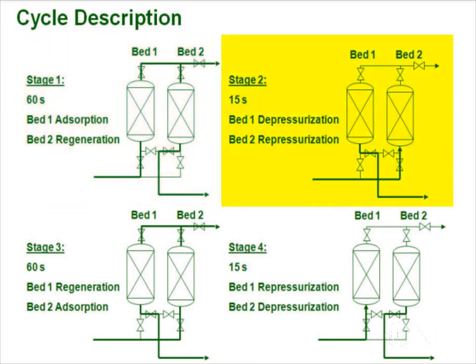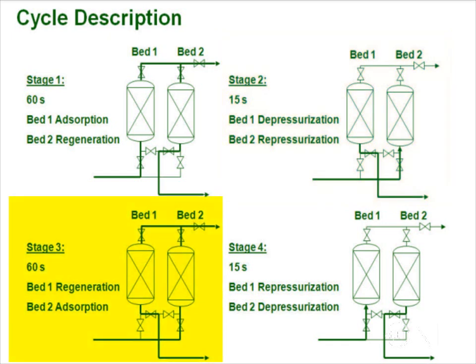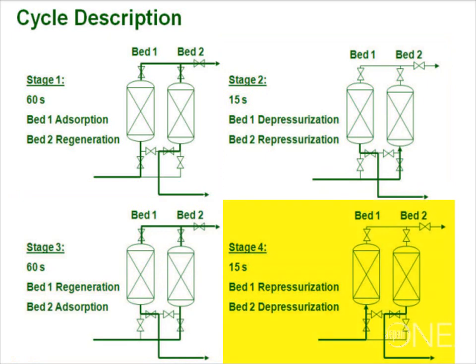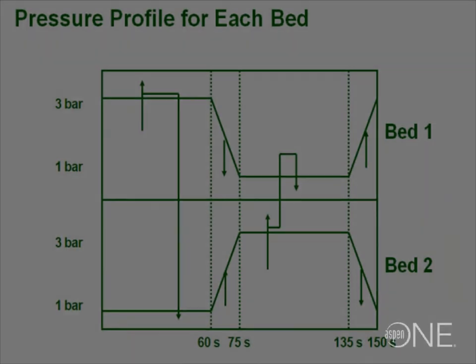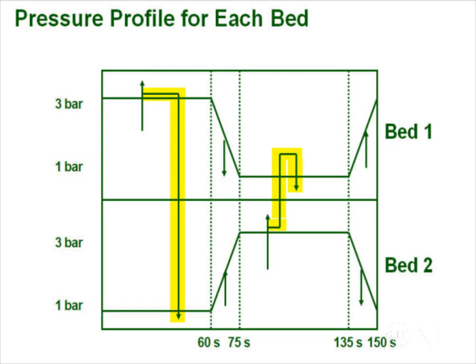Stage 2 takes 15 seconds, and bed 1 is depressurizing and bed 2 is repressurizing. In stage 3, bed 2 is in the adsorption stage and bed 1 is regenerating. This stage takes the same amount of time as stage 1. Finally, in stage 4, bed 1 is repressurizing and bed 2 is depressurizing. Each bed is one cycle ahead of the other.